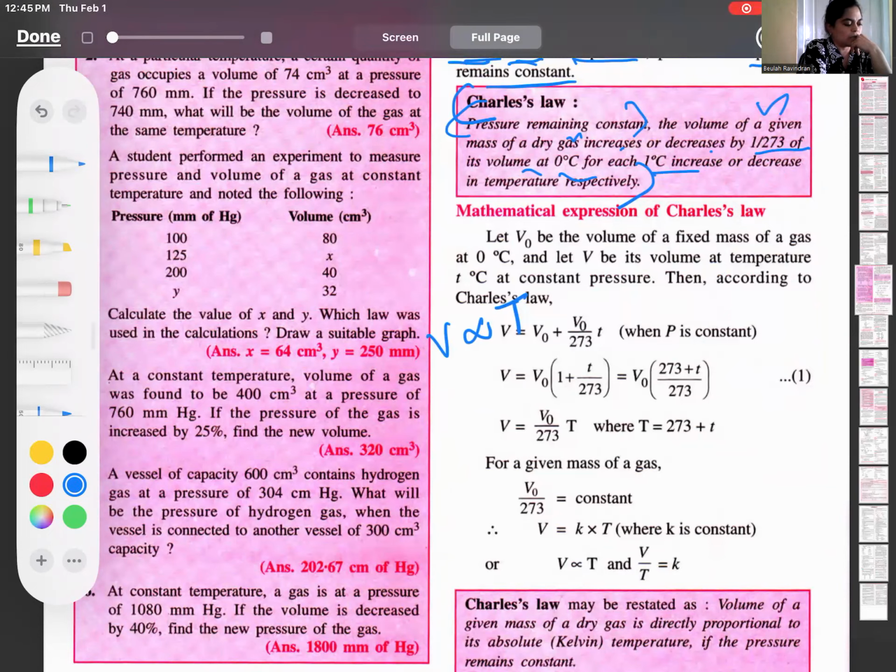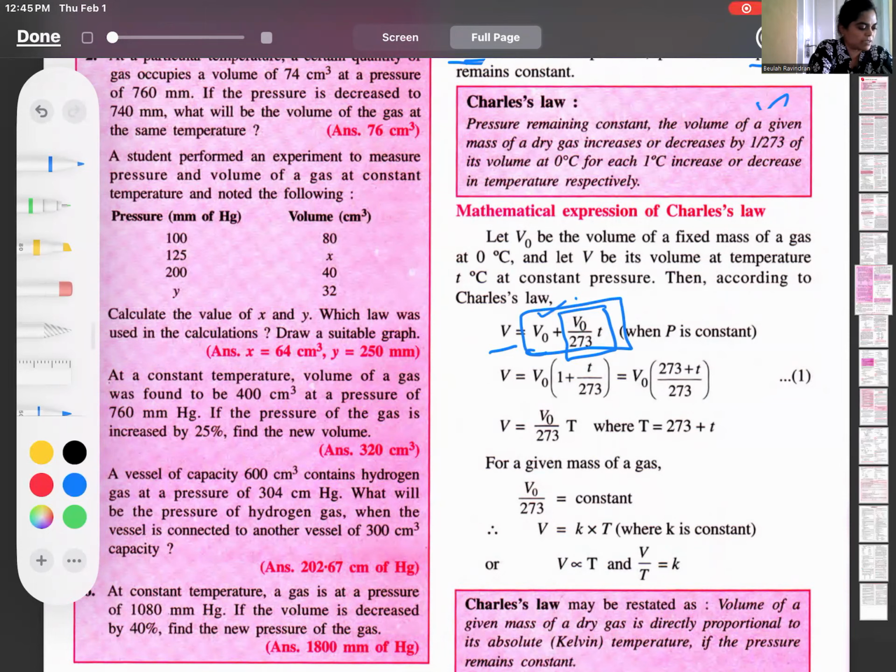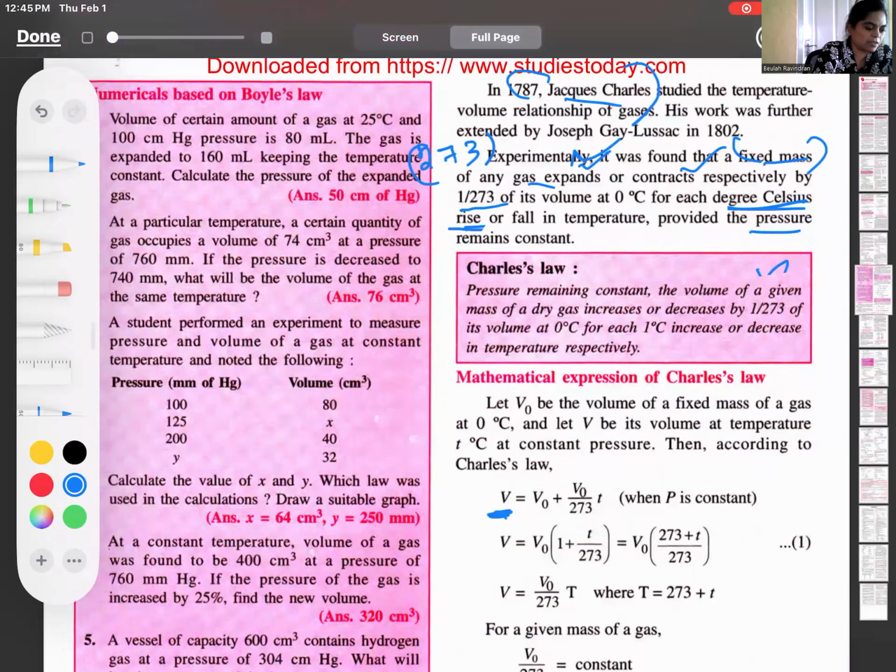Now we can conclude this. This is the volume at some temperature, and this is the volume at 0 degrees Celsius, over 273 into the temperature. This has to be added to the volume. How is the increase in volume calculated? We are talking about the increase or decrease in volume, right? The gas may expand or contract, right?